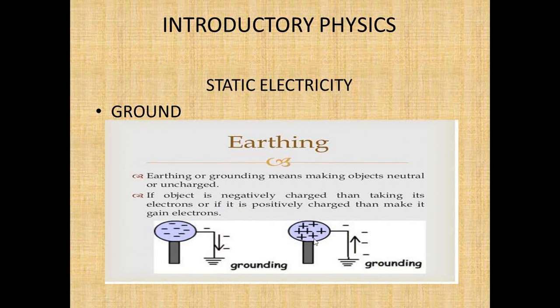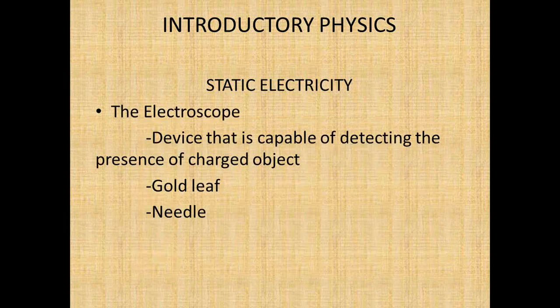If an object is positively charged and you apply a grounding process, or you touch it, that's all you have to do. Electrons are going to move from the ground to the object, rendering the object neutral. That is what earthing or grounding means: to make something neutral by either giving electrons to the object or removing electrons from the object. All right.